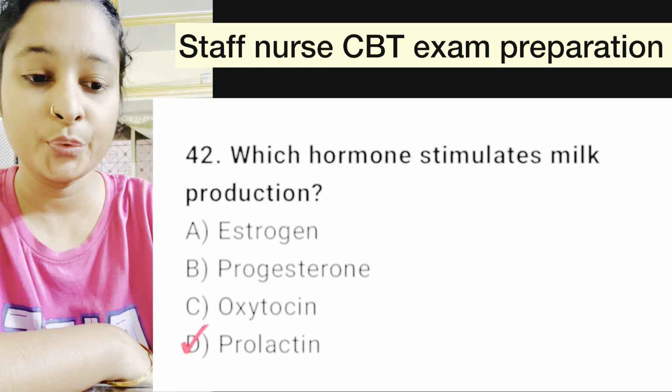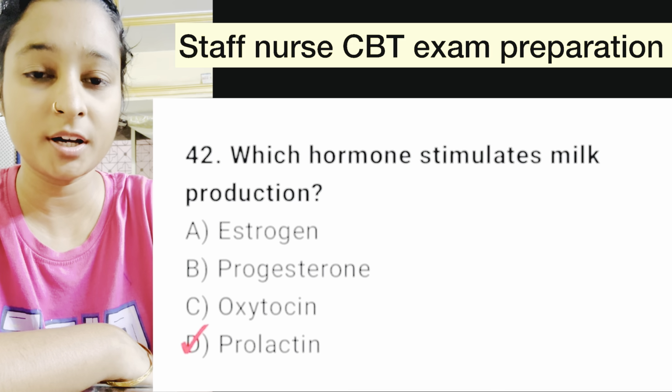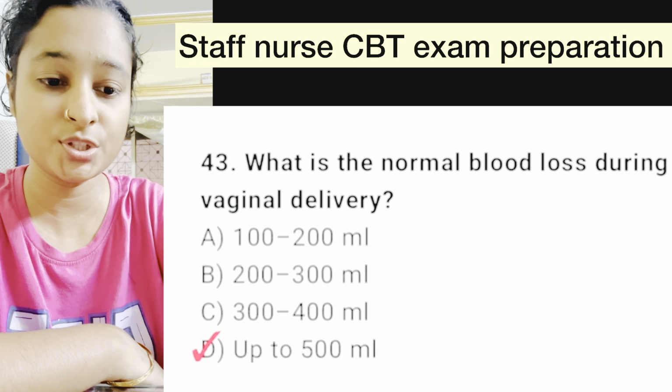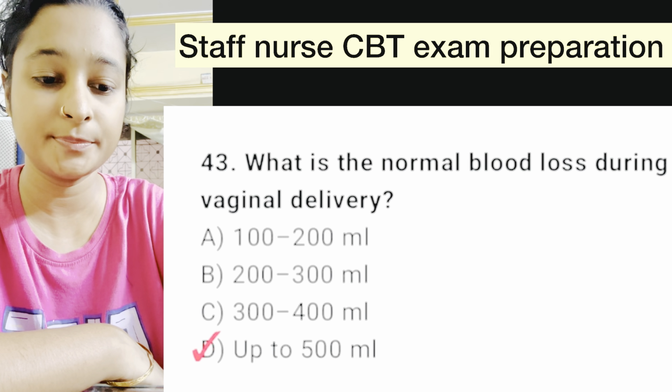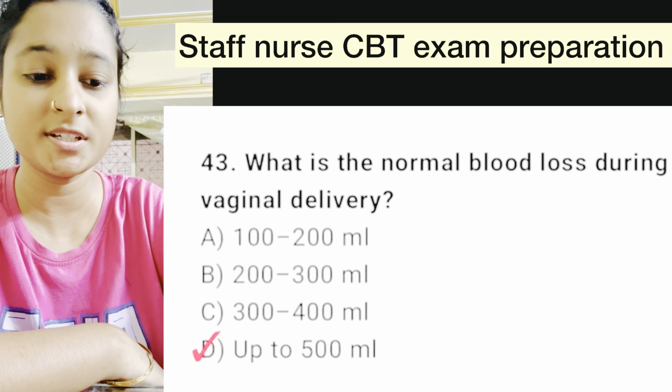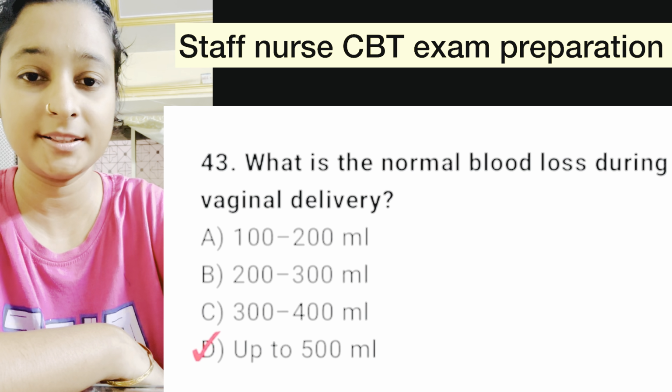Next question, which hormone stimulates milk production? Here, right option is option D, prolactin. Next question, what is the normal blood loss during vaginal delivery? Right option is option D, up to 500 ml.